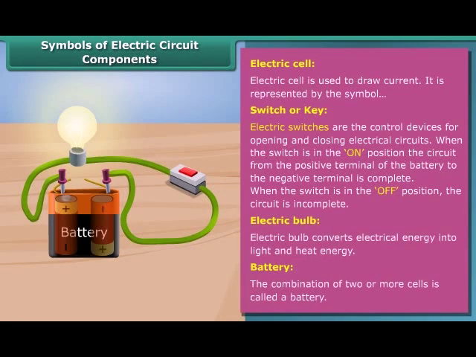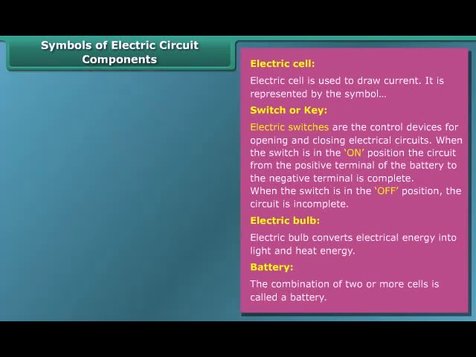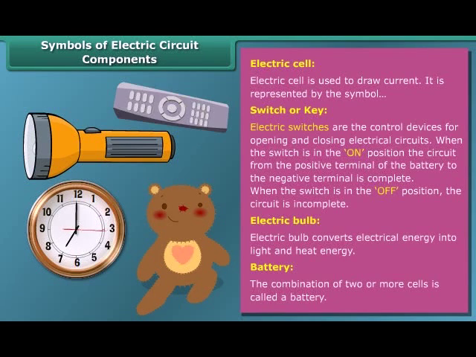The combination of two or more cells is called a battery. In a battery, the positive terminal of one cell is connected to the negative terminal of the next cell. Many devices such as torches, wall clocks and watches, toys, TV remote controls are the battery-operated devices.